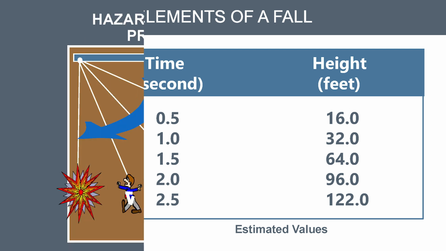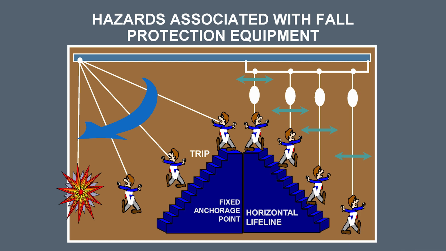Another thing we look at is, what are some of the other issues that we run into, like the hazards? How about swing hazards? If you have a swing hazard, there are ways to prevent that from happening, like using a horizontal lifeline. And we'll get more into that a little bit later.